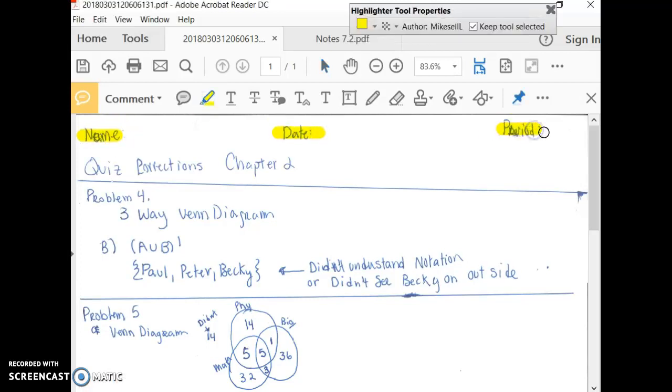date, and the period. And then, right, quiz corrections chapter 2. Then please put a line all the way across the page. Okay, so when you go to do a quiz correction, you've got to say the problem you did.